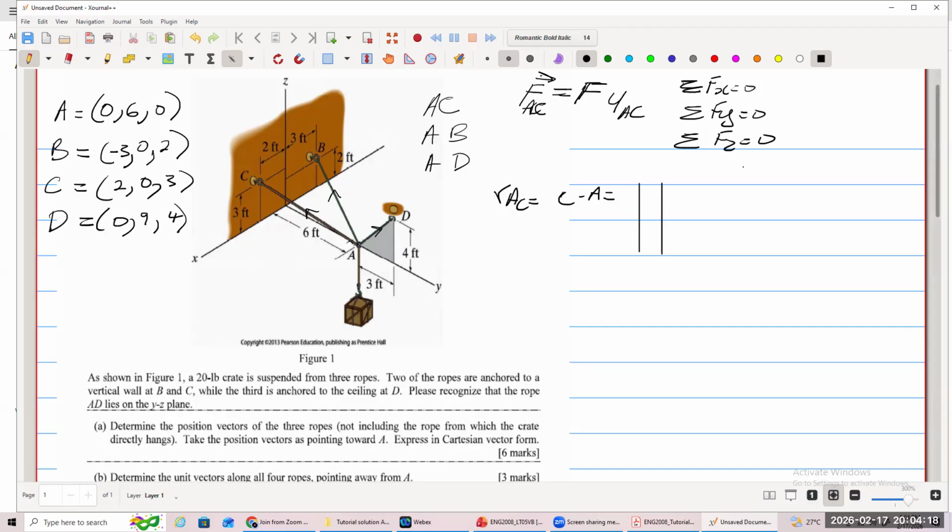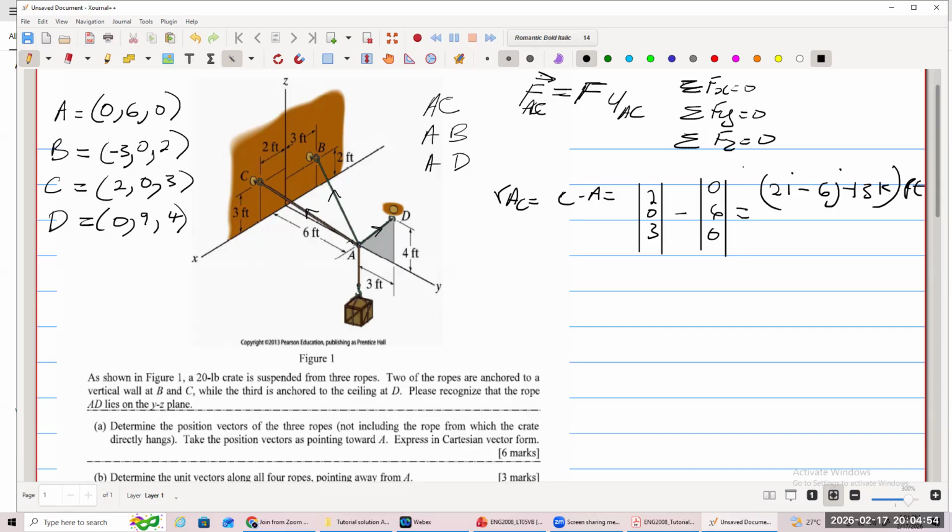C is 2, 0, 3, and A is 0, 6, 0. And so this is going to be 2i minus 6j plus 3k. You agree? And that is in feet. All right, if you disagree, tell me. That's the first one.